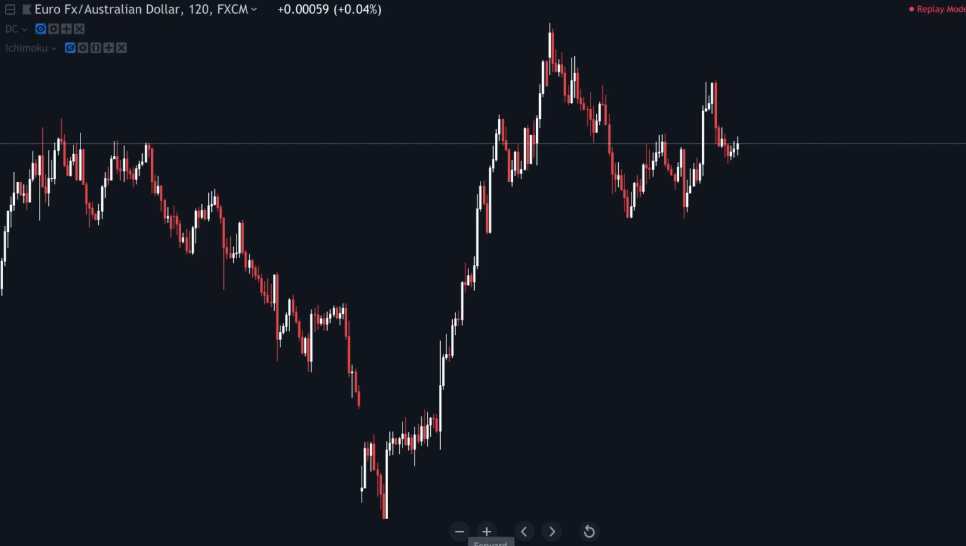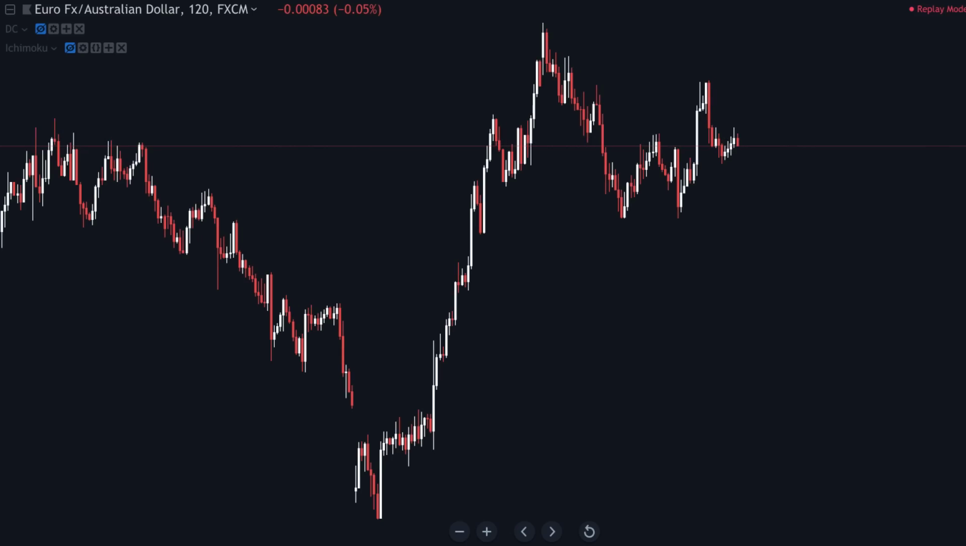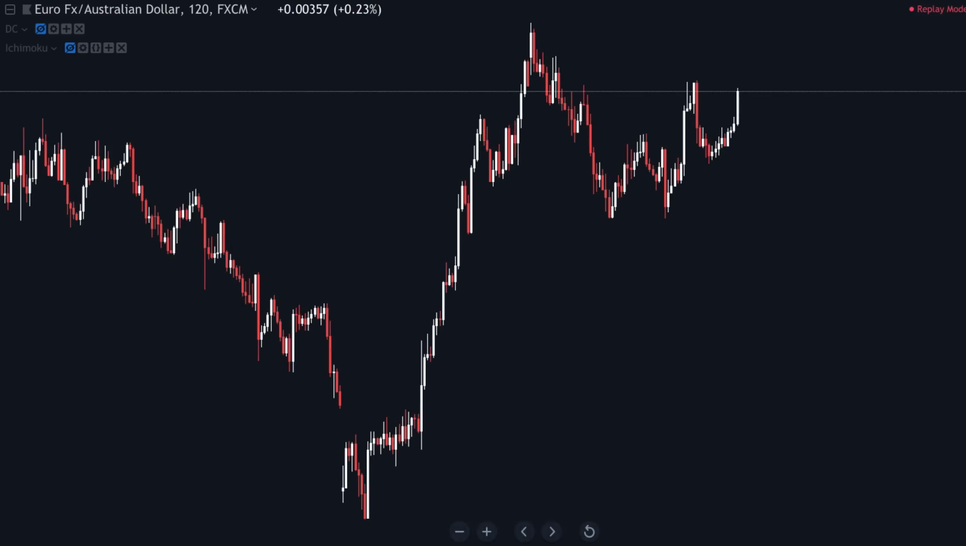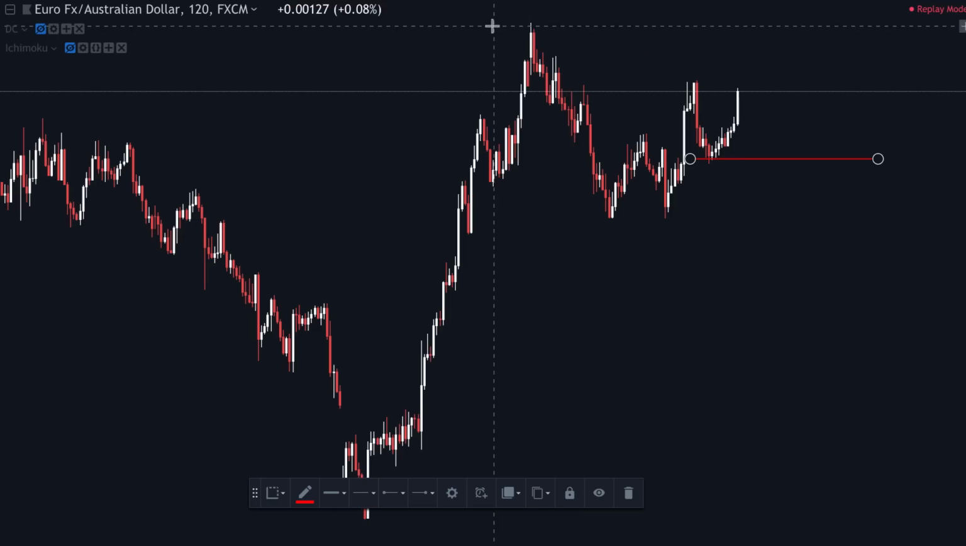So let's follow the price action here a little bit. This is the TradingView replay function, and we can see what is happening here. So let's just draw a few lines and levels. And by the way, this is the foundation of how I mostly trade.